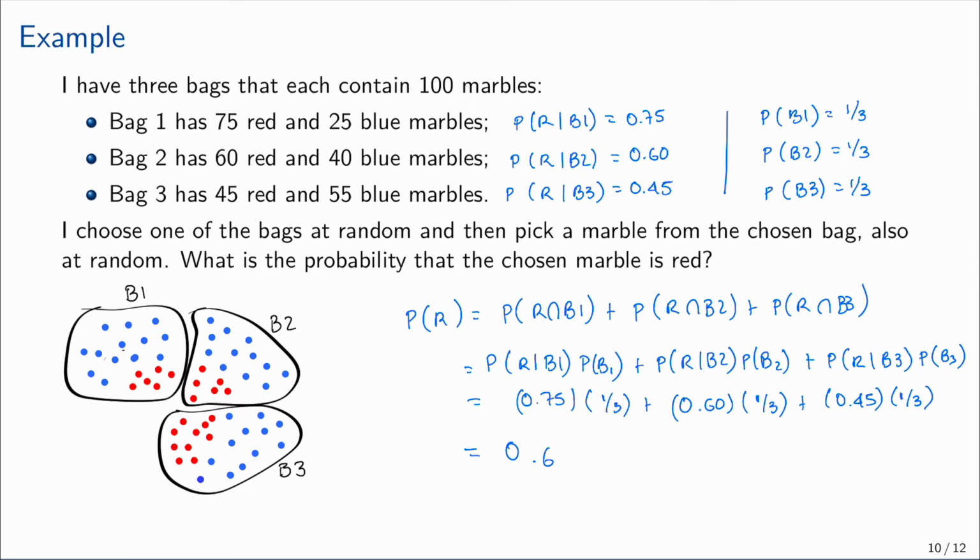Okay, so remember, the question is what is the probability of selecting a red one? What we did in this particular case was choosing this set of the red ones, and we intersect with bag 1, with bag 2, and with bag 3.